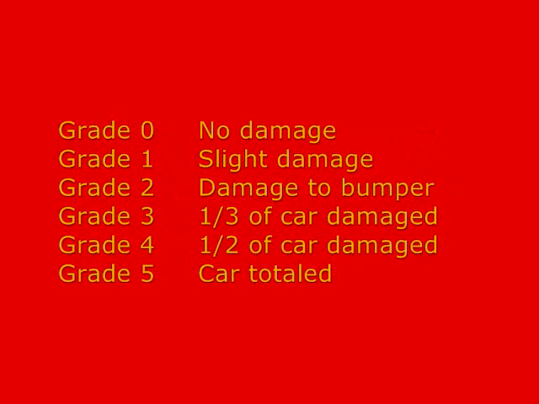Now, in this study, they classified vehicle property damage on the basis of 6 grades. Grade 0, there was no damage. Grade 1, there was slight damage. Grade 2 was the damage to the bumper. Grade 3 was 1/3 of the car was damaged. Grade 4, half of the car was damaged. And grade 5 was total destruction of the car.